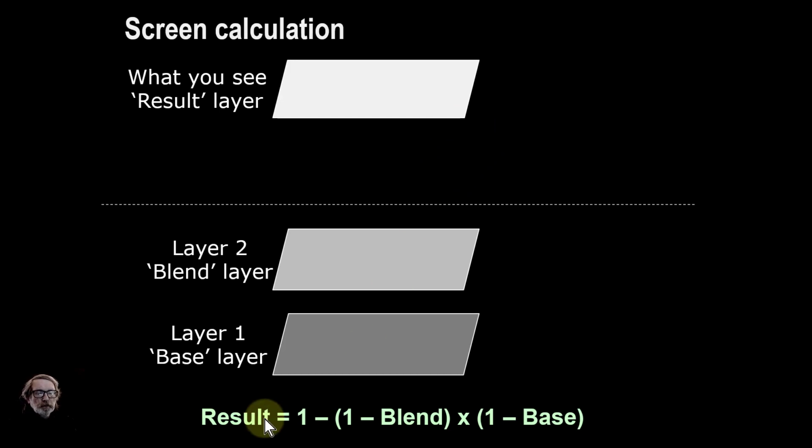Looking at the screen, this is a bit more complex, because what you're doing is another multiply here, but you're doing it by an inverted one. So it's invert the blend, invert the base, and then multiply and then invert the result.